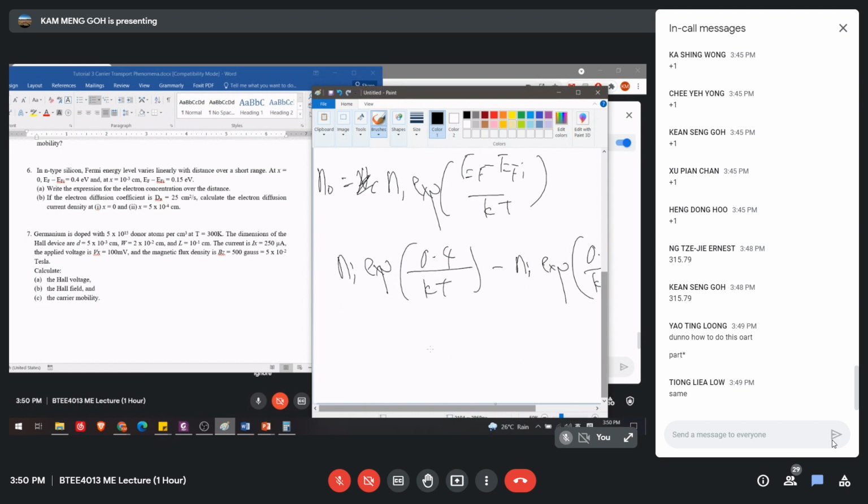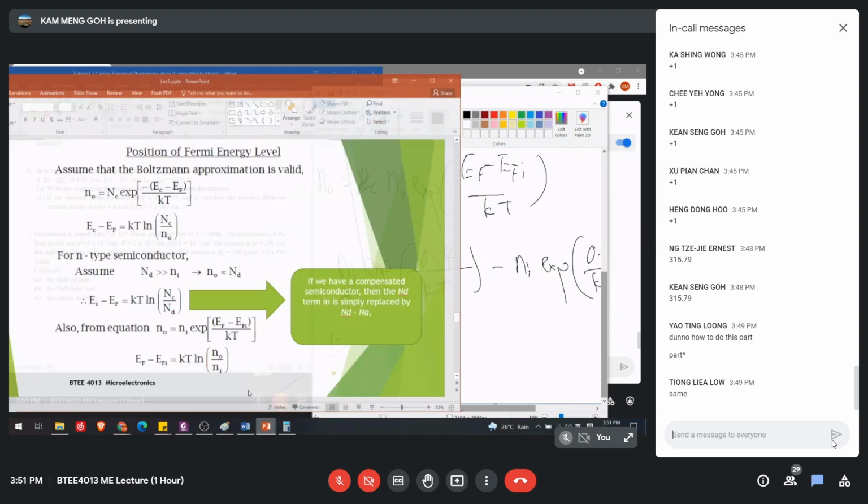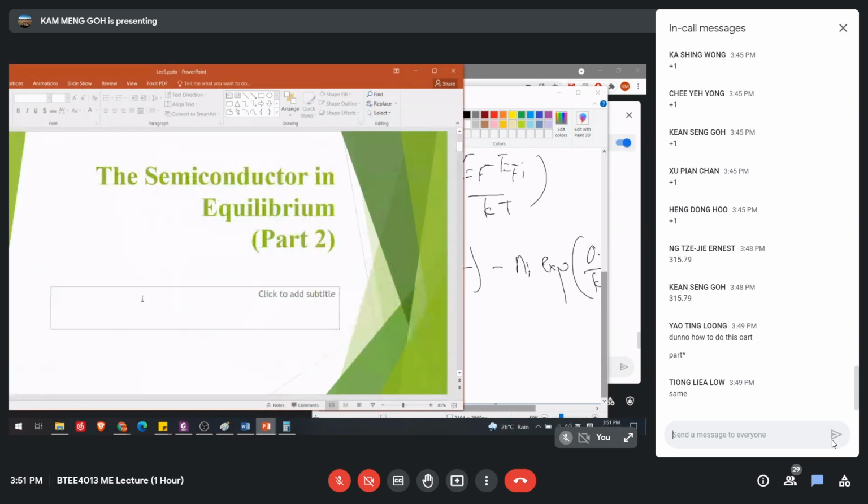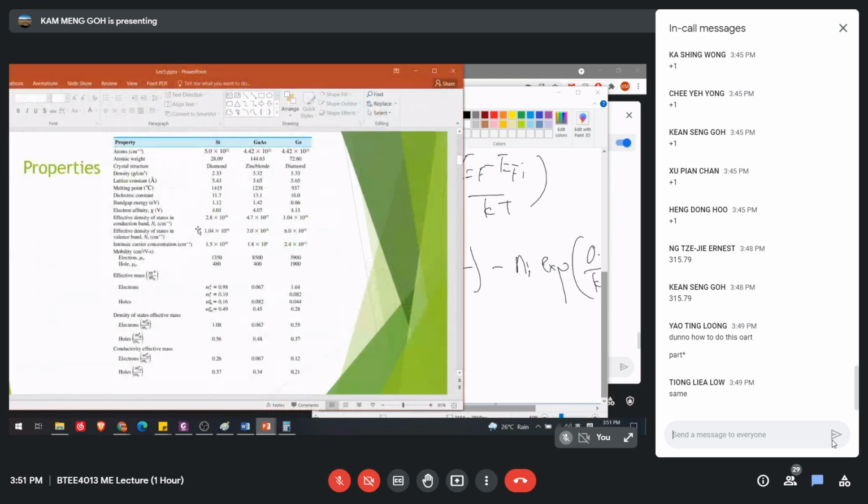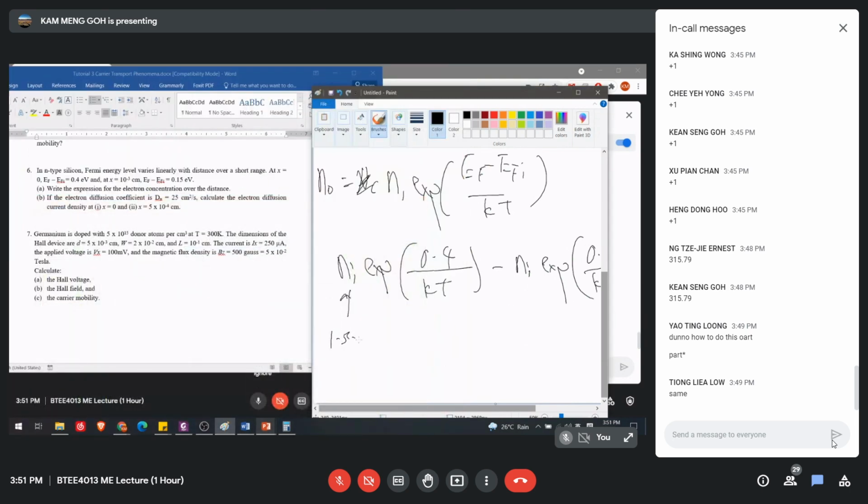And then if the Dn is 25, calculate the electron diffusion. Oh, this one is silicon. So Ni, just replace the value inside there. So this was Ni, intrinsic, 1.5 times 10 to the power 10.